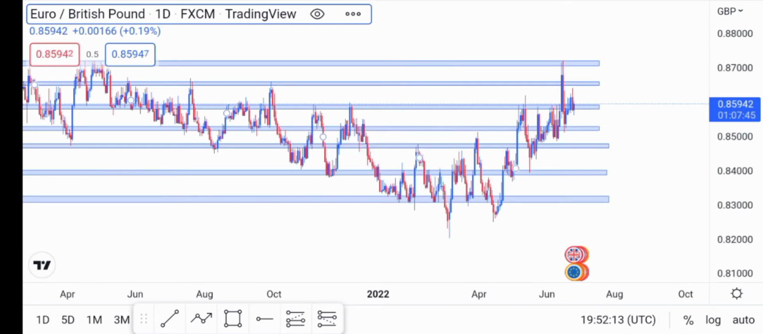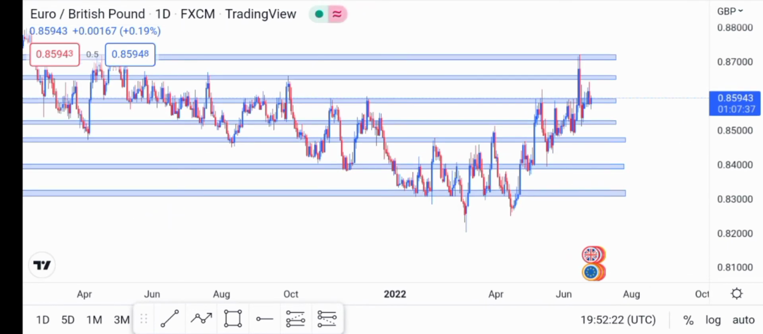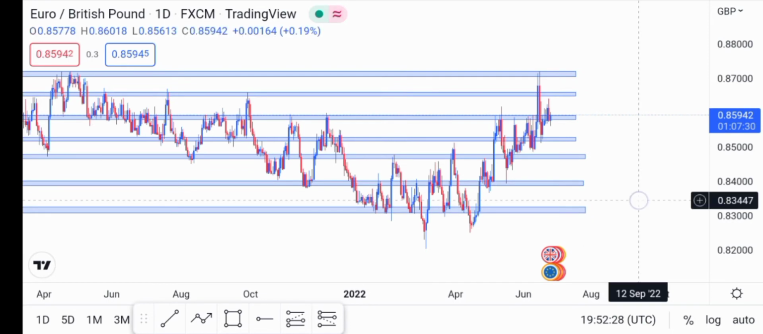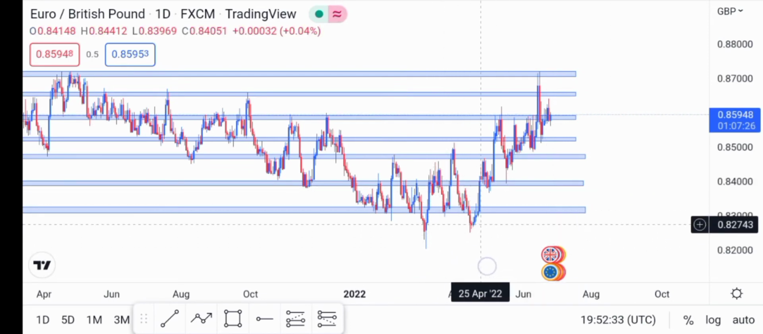Okay, now we are on EURGBP on the daily time frame. So as you can see, I've already laid out my potential levels. So this is what we have. As you can see, the market has been pushing to the upper side from this window right over here, up until here.